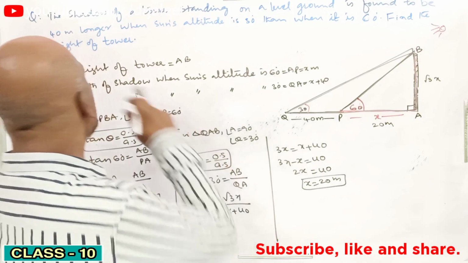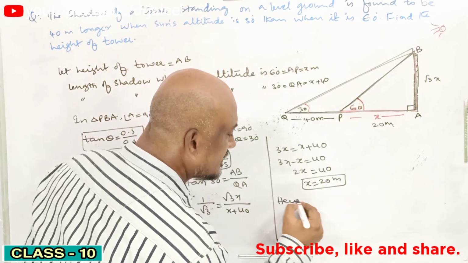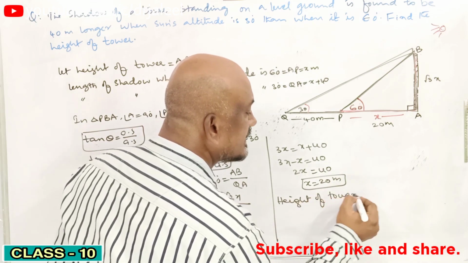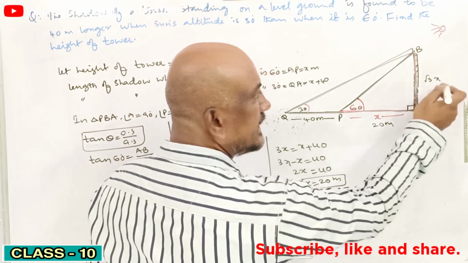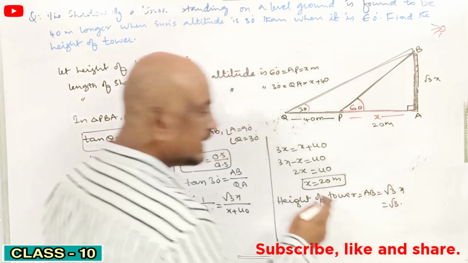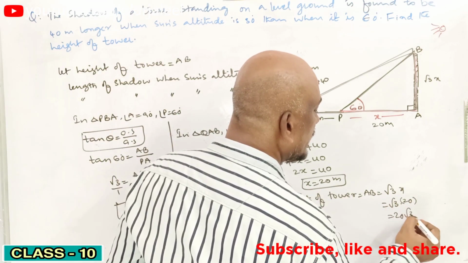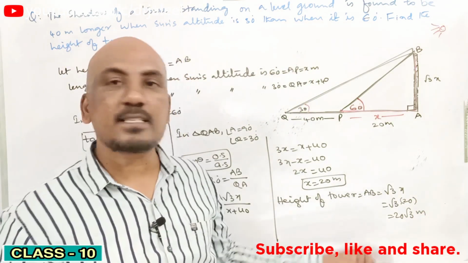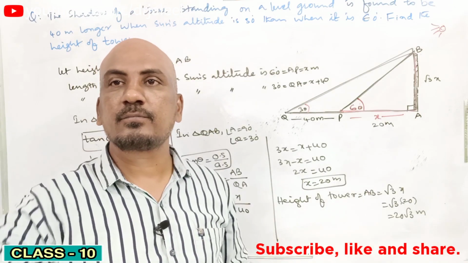What is he exactly asking? Find the height of the tower. So the height of the tower is equal to AB. What did you get here? Root 3 x. That is root 3 into x, which is 20, so it is going to be 20 root 3 meters. If you want, you can even substitute the value of root 3 and give the answer.